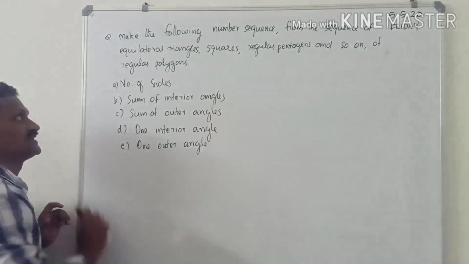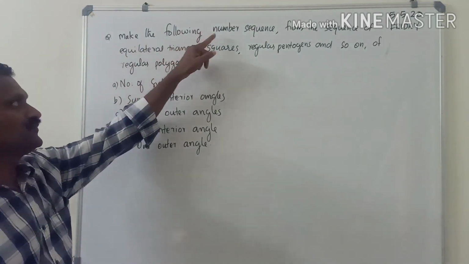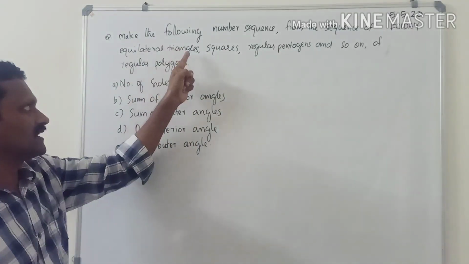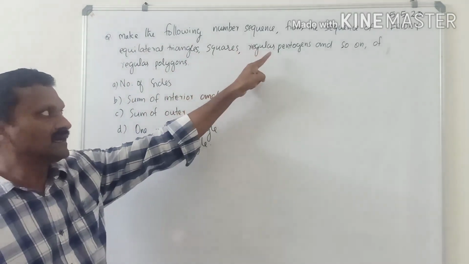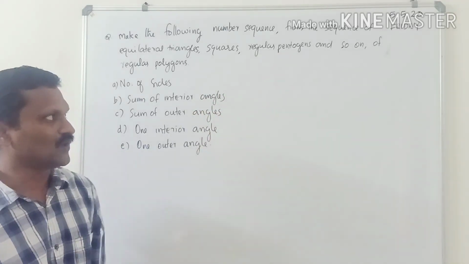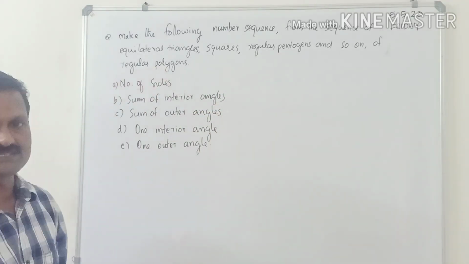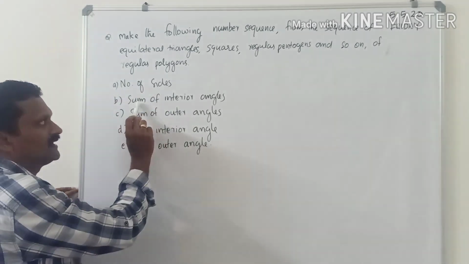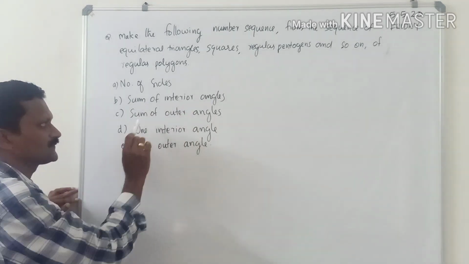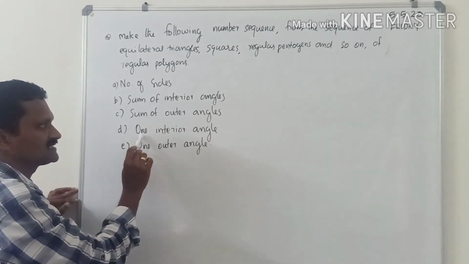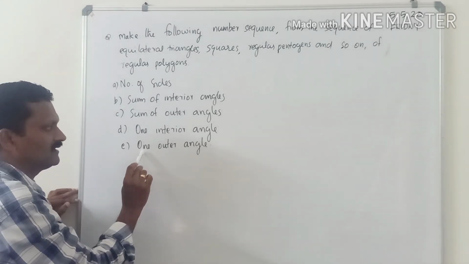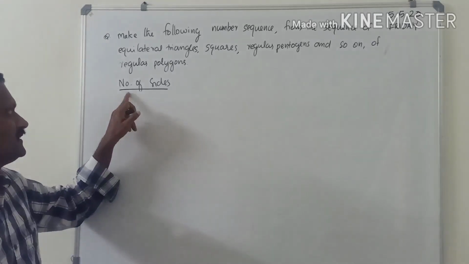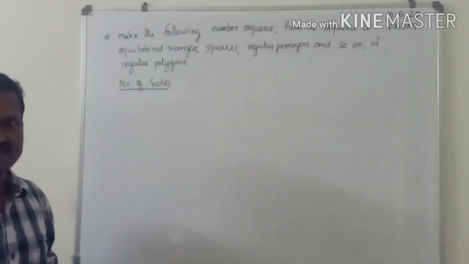Consider the next question. Make the following number sequences from the sequence of equilateral triangles, squares, regular pentagons, and so on of regular polygons: number of sides, sum of interior angles, sum of outer angles, one interior angle, one outer angle. First we find the number sequence of the number of sides.